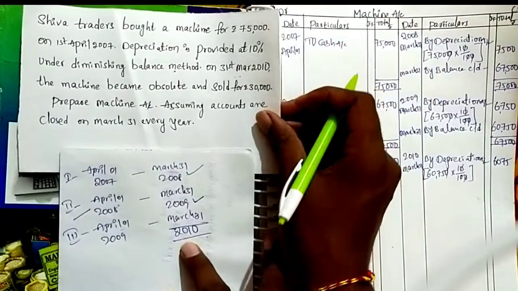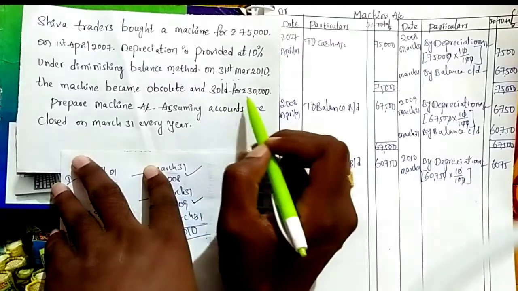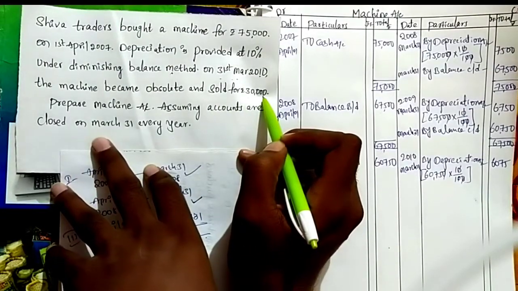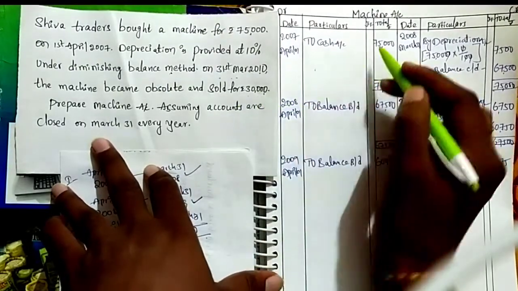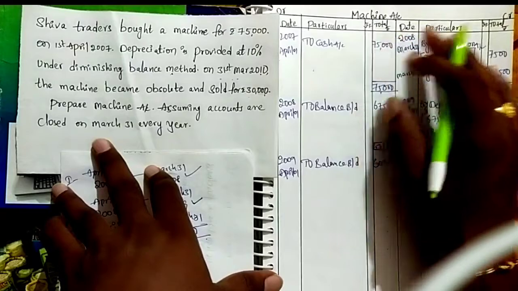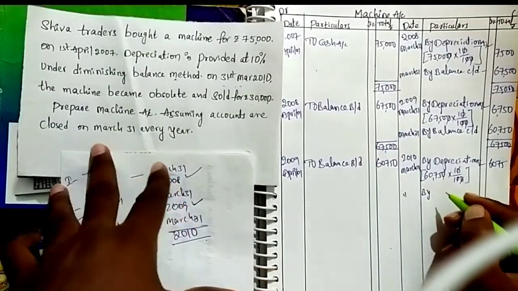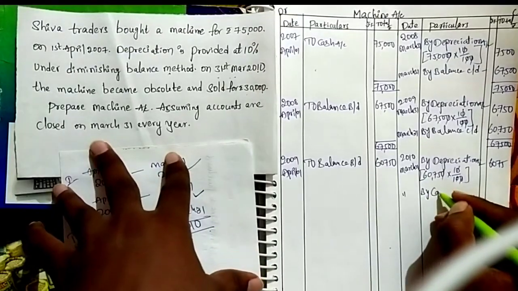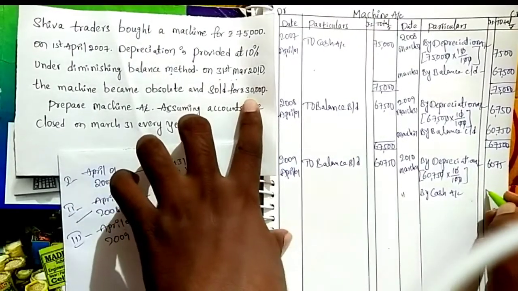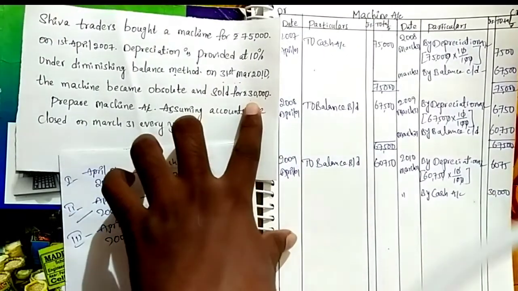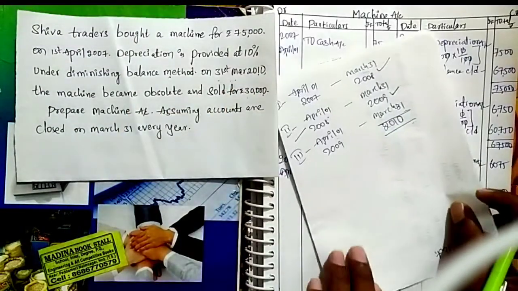But on this particular date the machine is sold. On 31st March 2010, the machine is sold for 30,000. At the time of purchasing, the machine comes into the business, but at the time of sale the machine goes out, so the machine account is credited. We write on the credit side. The machine goes out but cash comes in, so the cash account is debited. How much cash comes in? 30,000.